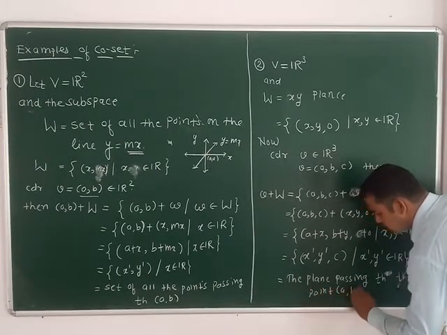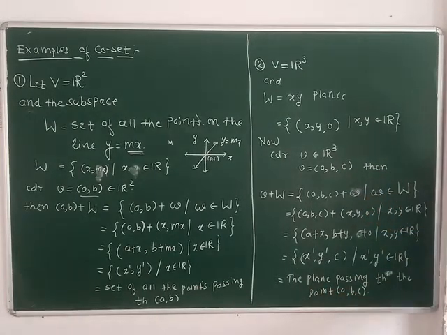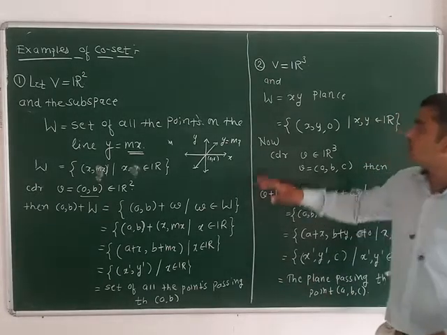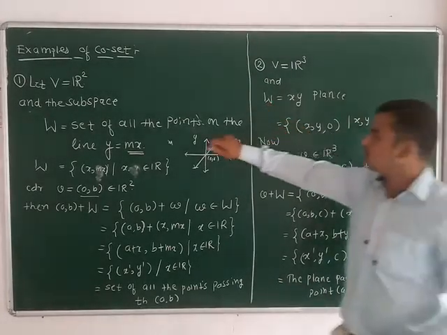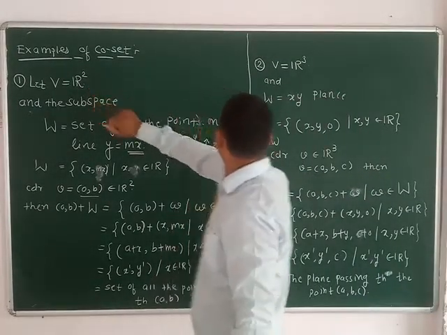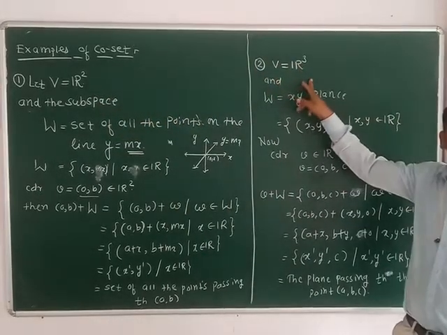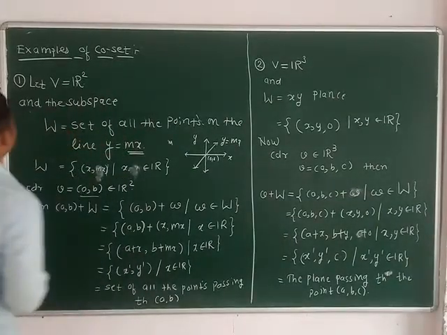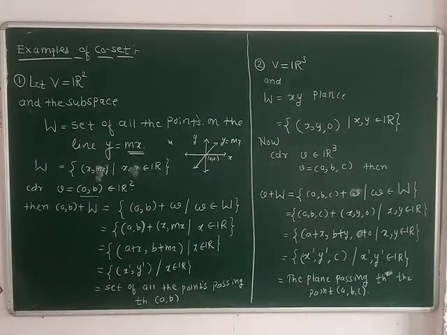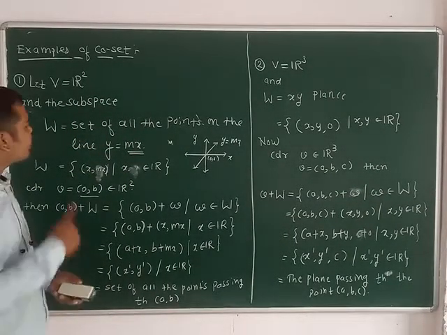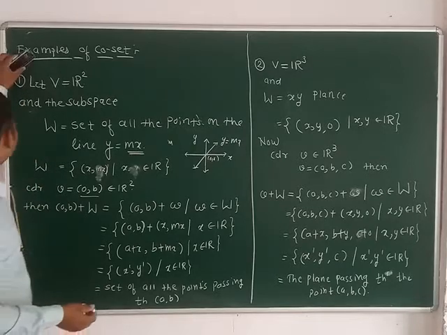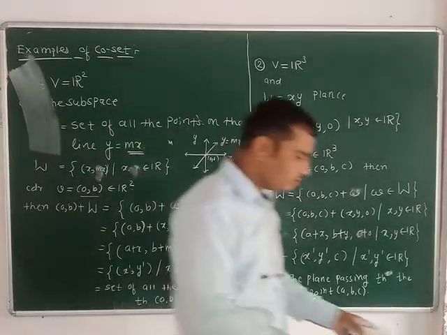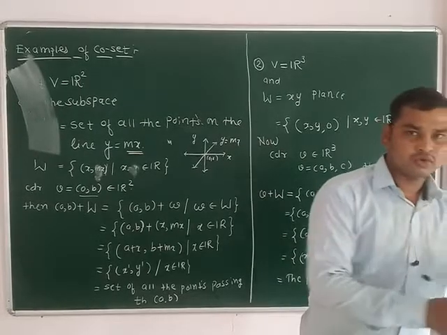Okay, these are the two examples of the coset in the vector space R2 and the vector space R3. Now we proceed to the next two important theorems related to the cosets.